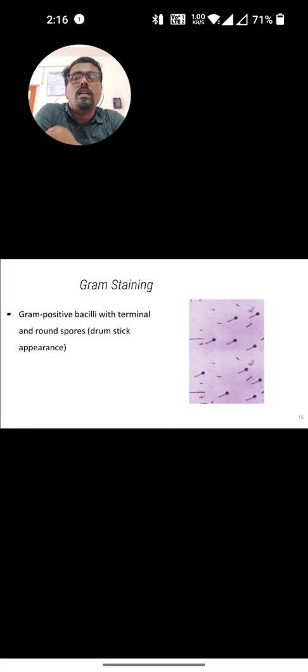What is the specimen to be taken? It is the excised tissue bits from the necrotic depth of the wound. That has to be taken mainly to do the diagnosis. In the Gram stain, you can see gram-positive bacilli with terminal round spores, which look like a drumstick in appearance.